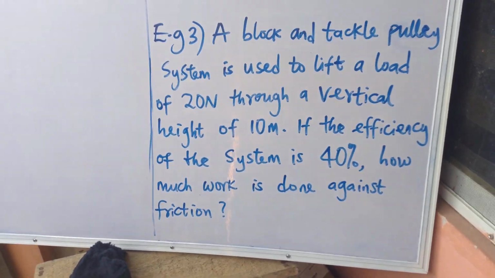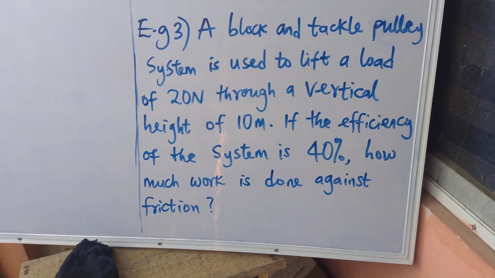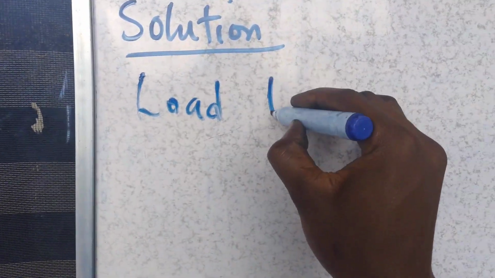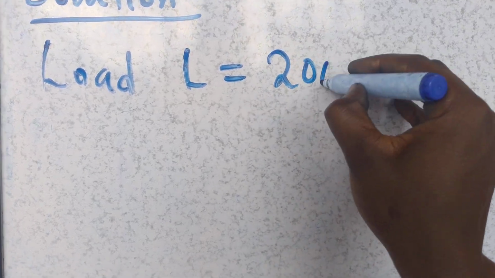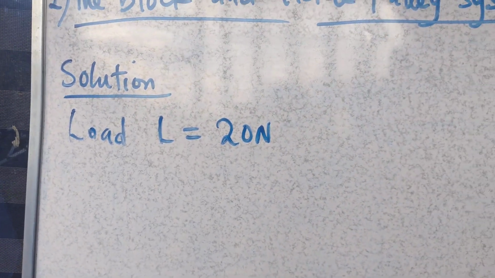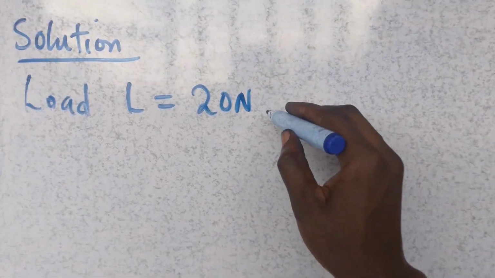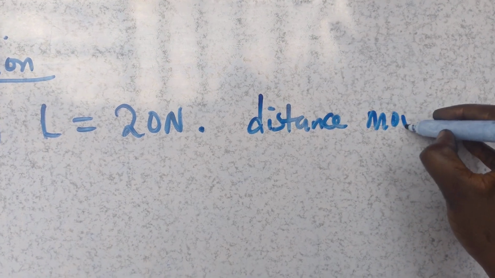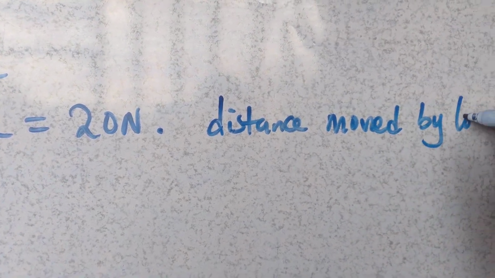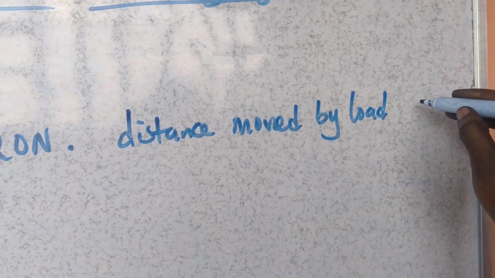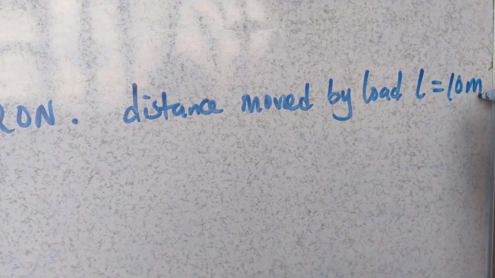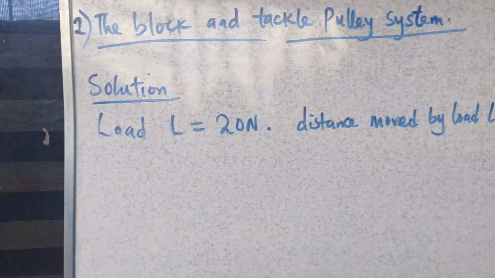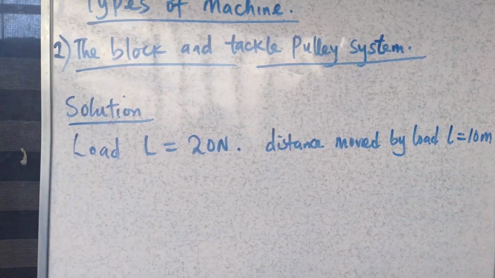So the next thing we'll do is to list out the parameters in that question quickly. First, we are told that the load L is 20 Newton and it is moved through a vertical height of 10 meters. So that means that the distance moved by load, small l, is 10 meters. They say the load is moved through a vertical height of 10 meters. That is the distance moved by load.